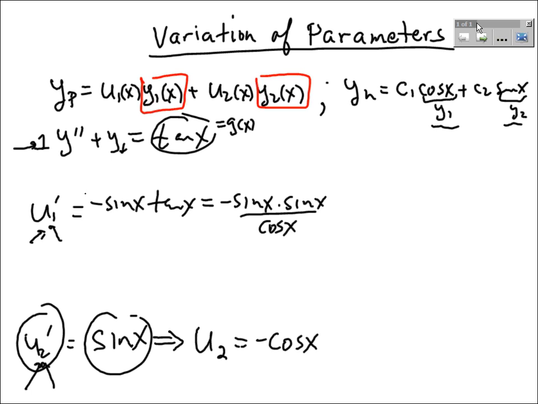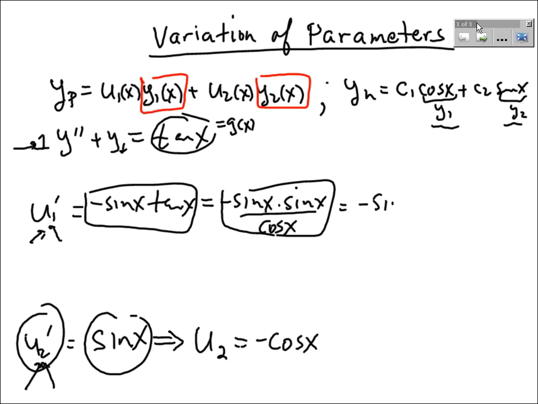Now, I don't know the integral of this. That's why I'm trying to work with this. And I don't even know the integral of this. But it's negative sine squared x over cosine x. I do not know the integral. So I start thinking. I know that sine squared x plus cosine squared x is 1.